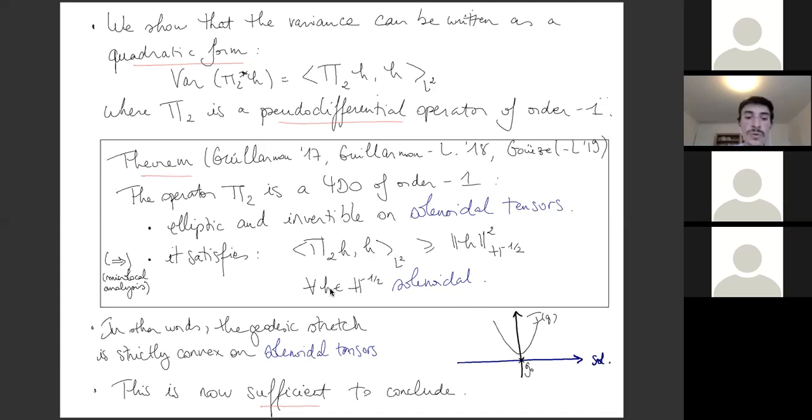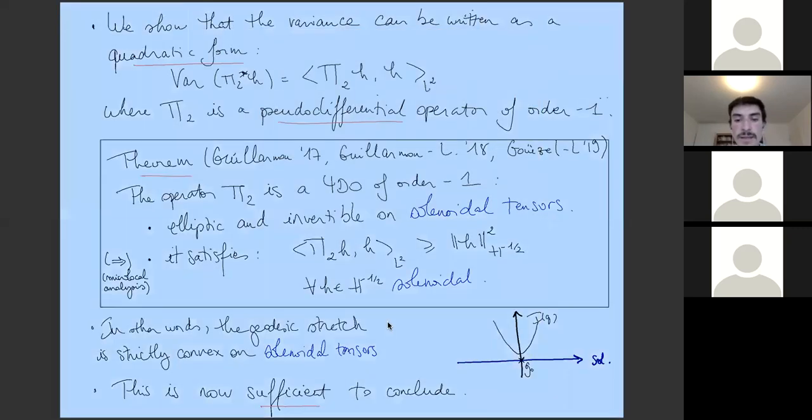And it holds for any symmetric 2 tensor h that is solenoidal. So in other words, if I look at the geodesic stretch functional that I restrict to solenoidal tensors, then I really get what I was looking for. Namely, I have a function that has a first differential that vanishes at g0, and then its second derivative is strictly positive. And now I claim that this is sufficient to conclude.